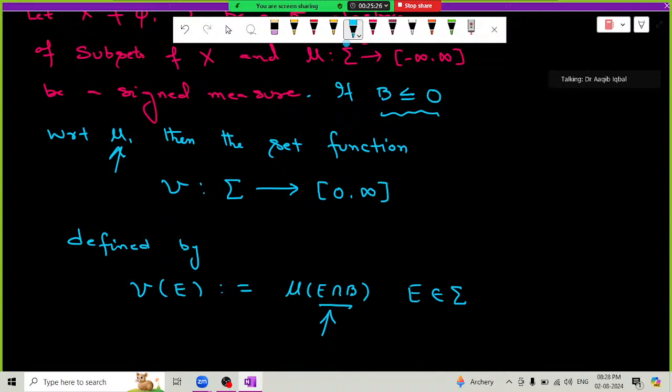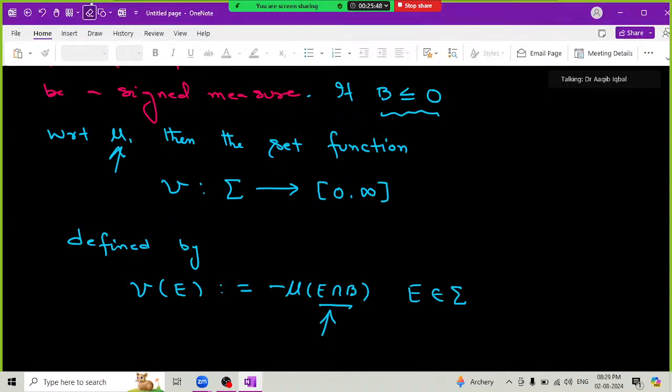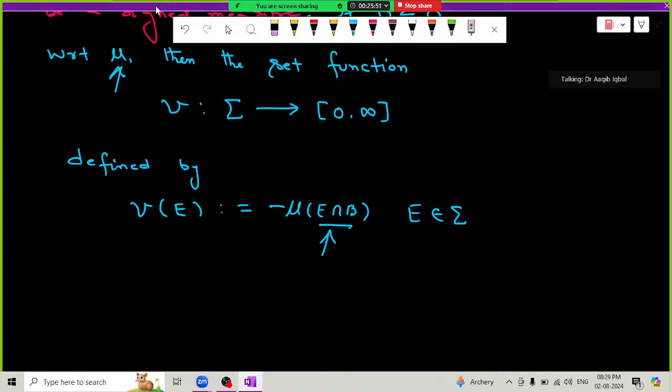ठीक? So it will be lesser. So this requires moderation. और moderation क्या है? Because it's less or equal to 0, and I want this to be greater or equal to 0. उसके लिए क्या करना चाहिए? So I should attach a minus sign artificially. So nu of E is defined as minus mu of E intersected with B, where B is a negative set with respect to mu. Now अगर आप ऐसा करते हैं, you can easily see that this nu is a measure on sigma algebra, capital sigma.